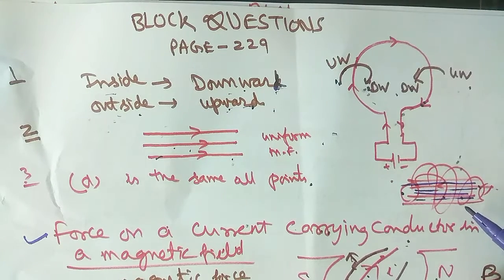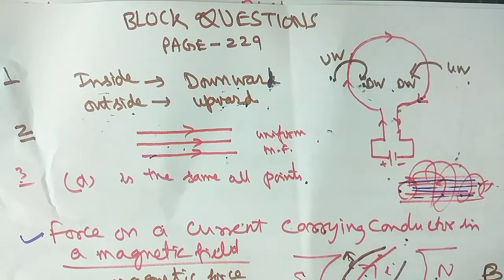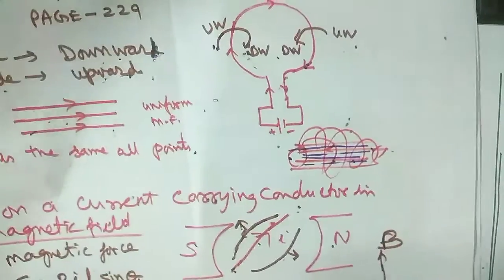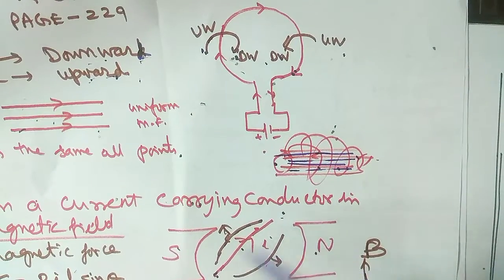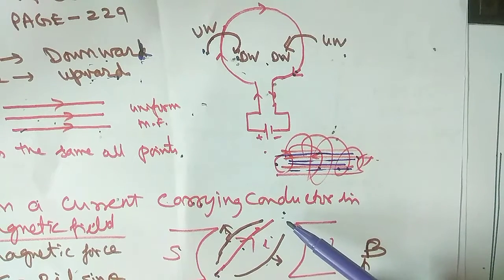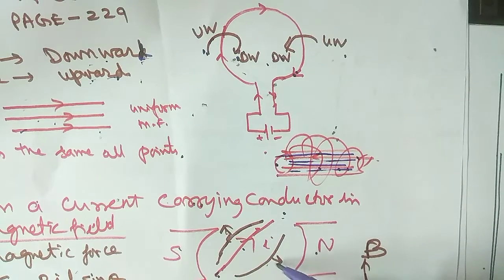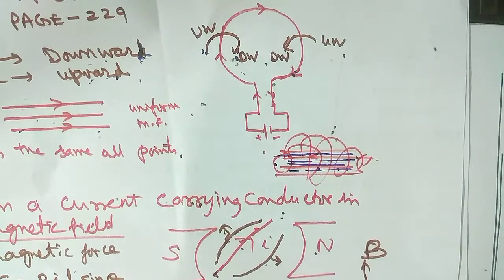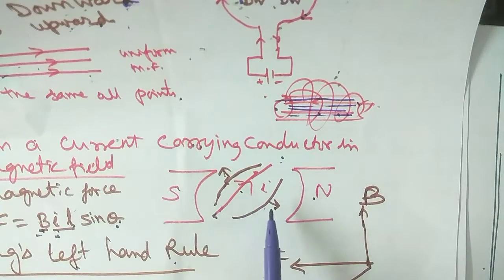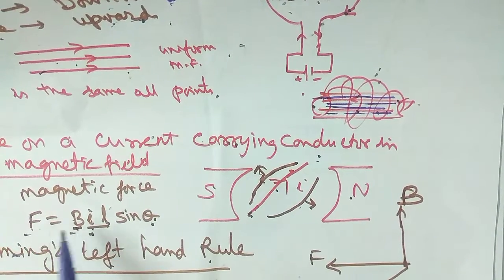Now come to the next topic, force on a current carrying conductor in a magnetic field. When you place a current carrying conductor in a strong magnetic field, it will experience a force. We can see it bends sometimes in upward direction, it may bend downward also. It means a force acts on it. This force is called the magnetic force, and its magnitude is given by F equal to BIL sin theta. It is the general formula.